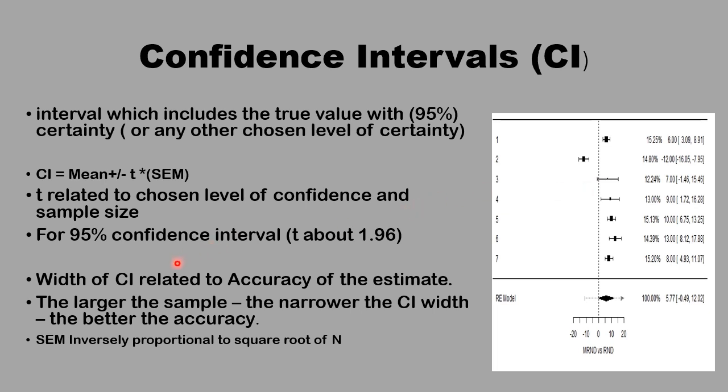The width of the confidence intervals is related to the accuracy of your estimation. And if you want to narrow the confidence intervals as much as possible, you would need to increase the size of the sample. Remember that the standard error is calculated by dividing the standard deviation by the square root of the number of the sample. So the higher the number of the sample, the smaller the standard error and the confidence intervals will be.